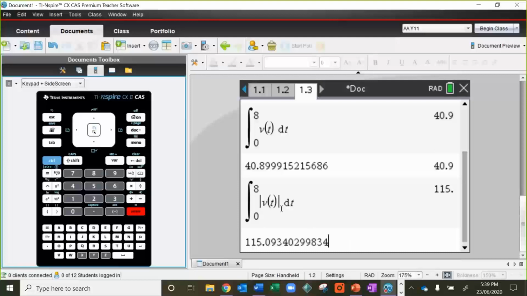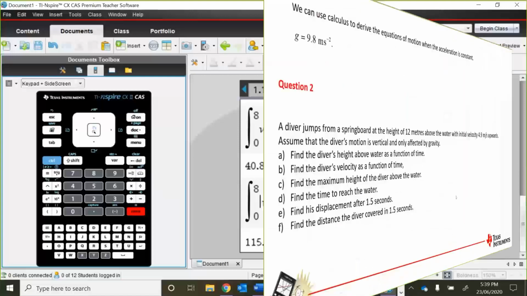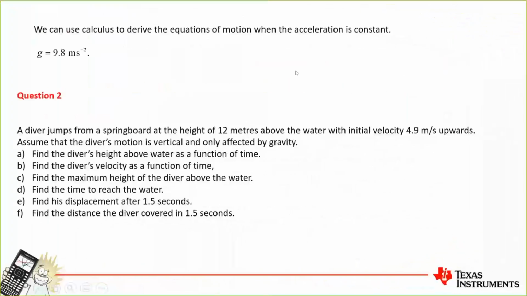The velocity direction changes from 0 to 8. But for displacement, it is between the original position and the position where we are after 8 seconds, which is already on the way down. So these are the important concepts: distance, displacement, and direction of motion given by velocity.